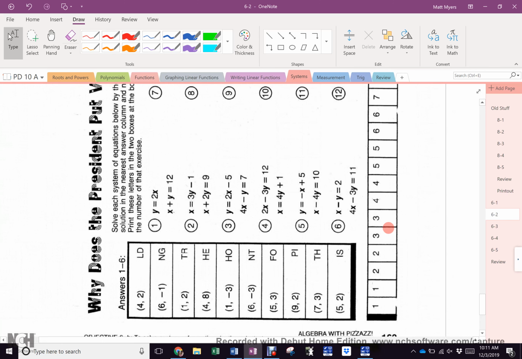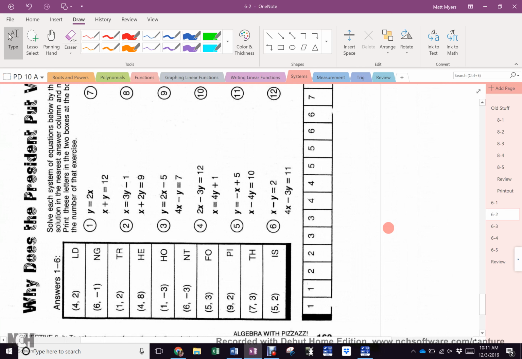Now, of course, I always like to do the first one to make sure it's already isolated for you. You will notice a great many of them are. Y equals 2x, so x plus 2x equals 12, 3x equals 12, x equals 4, y equals 8. Then I go to my list, I find 4, 8 right there. 1 gets H-E.